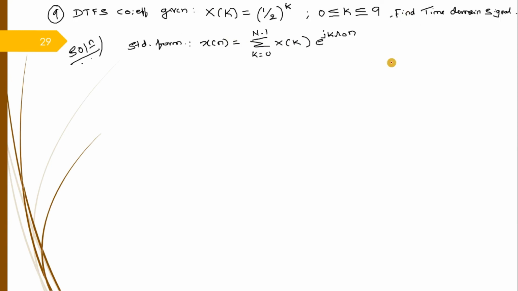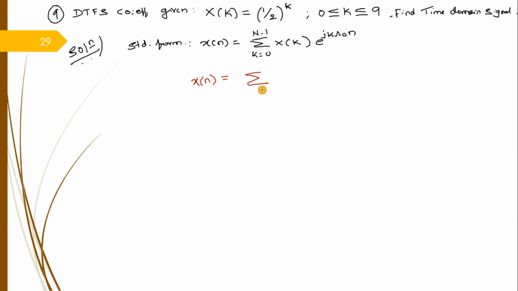Okay, the last problem of this DTFS. X of k is given as 1 by 2 raised to k, and the range is given. Find the time domain signal. The standard form is written. So x of n is equal to, there is no trigonometric function here, hence I proceed with the equation I wanted to find.